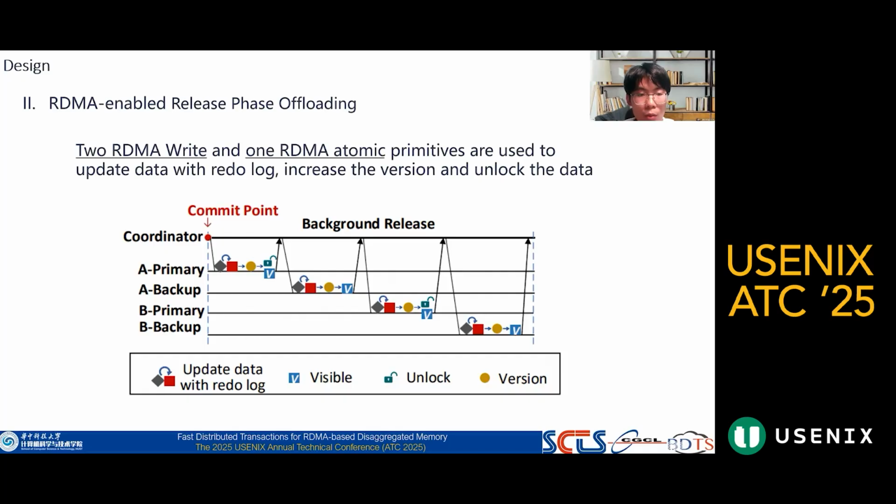In the same way, we offload data updates, version updates, and the lock release to the memory node RNIC via two RDMA writes and an RDMA atomic primitive, without any intervention of the memory node CPU, and reduce RDMA bandwidth consumption.